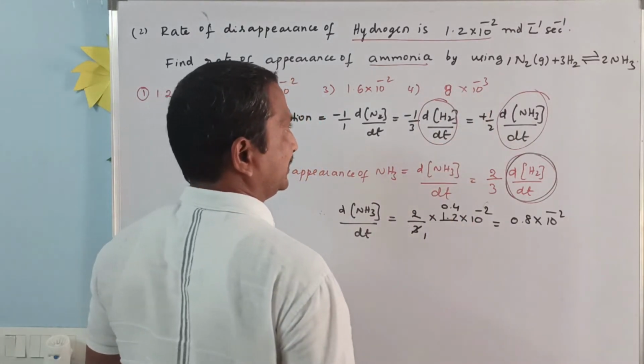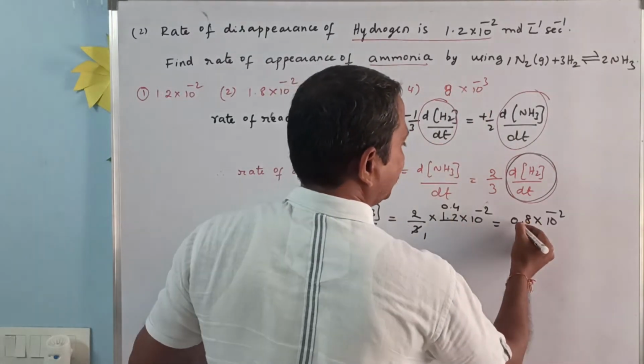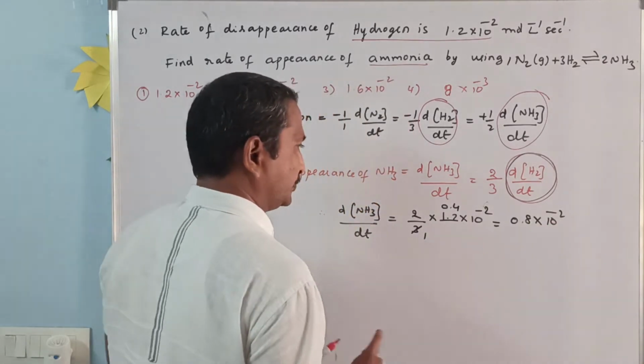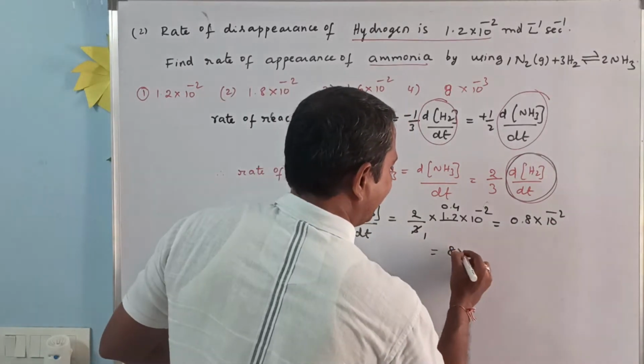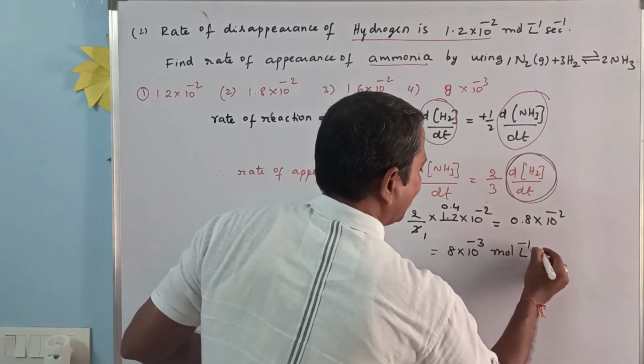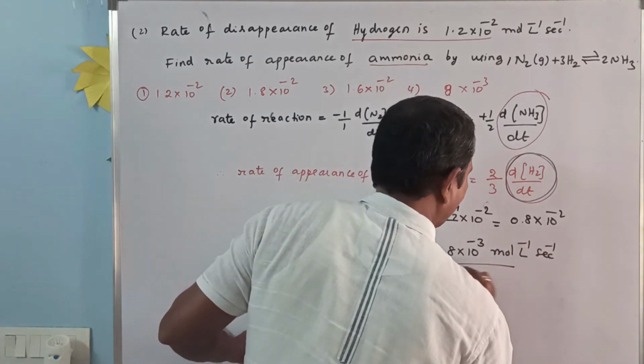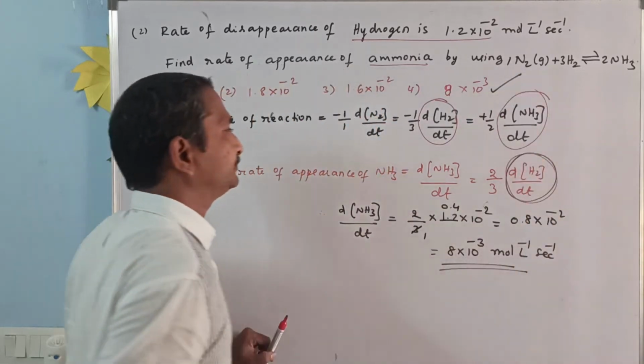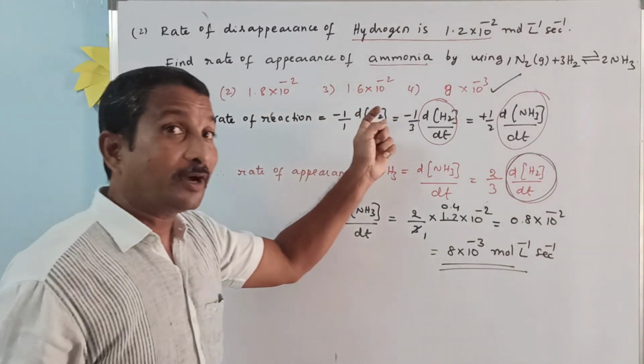This is nothing but 0.8 into 10 power minus 2, that is nothing but 8 into 10 power minus 3 mole litre inverse second inverse. Clear? So the fourth option is correct. See how I have calculated.